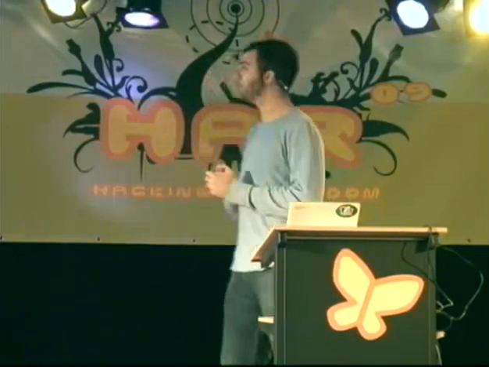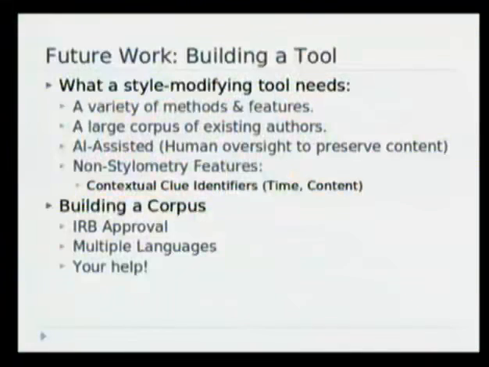We need a large corpus of existing authors, which I'm going to go into a little bit more in a second, but we want to be able to compare your writing style to a whole lot of authors and see if the system could pick you out or not. It should be AI assisted. We don't think it's really very feasible to have some sort of magic button to anonymize my writing style, because that would be a very hard natural language processing task: to somehow change your writing style and maintain the semantic content in such a way that it's readable and says what you want it to say.